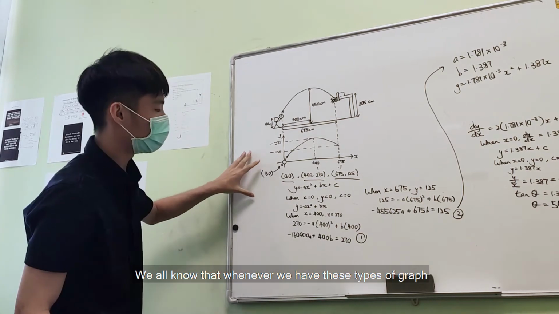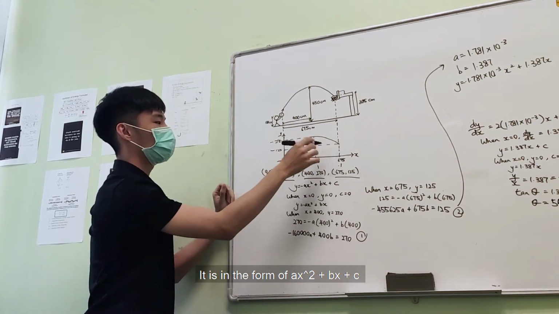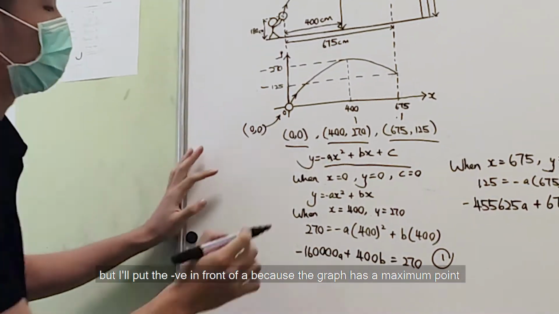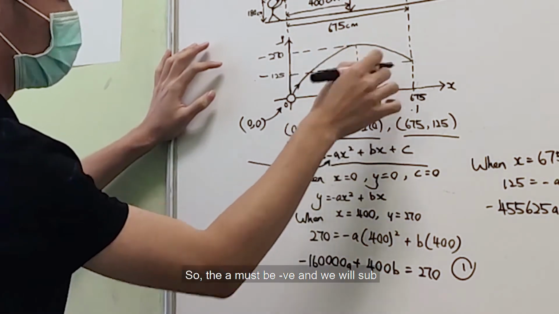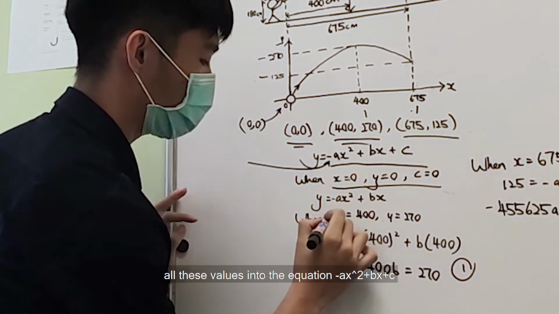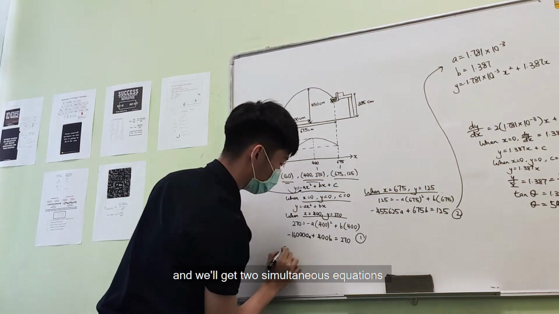We all know that whenever we have these types of graph, it is in the form of ax squared plus bx plus c. But I will put the negative sign in front of a because the graph has a maximum point. So the a must be negative and we'll sub the values into the equation minus ax squared plus bx plus c. And we will get two simultaneous equations.